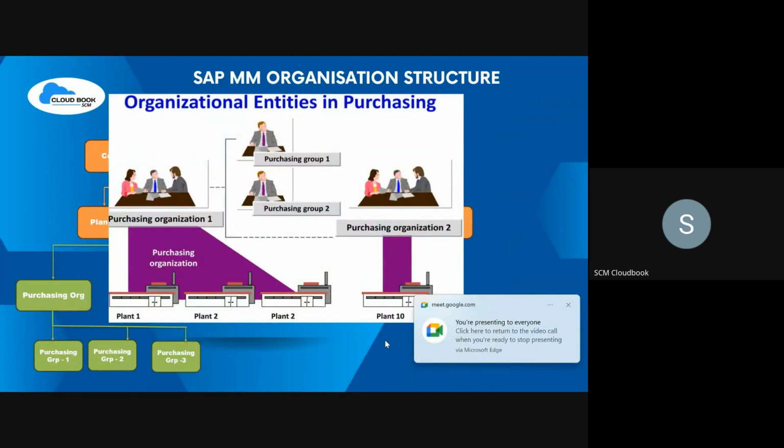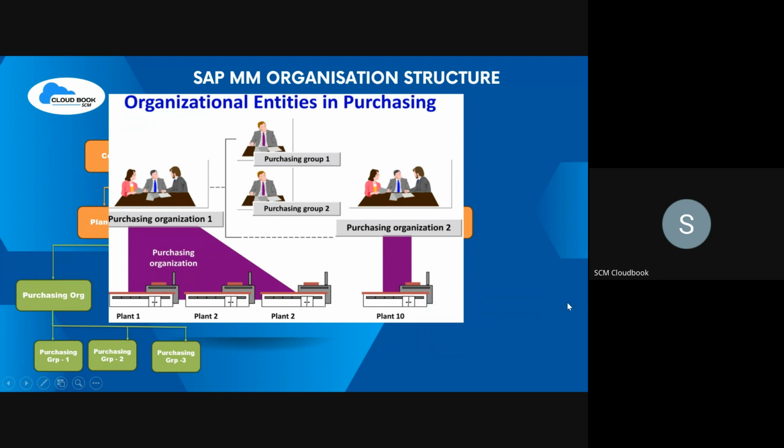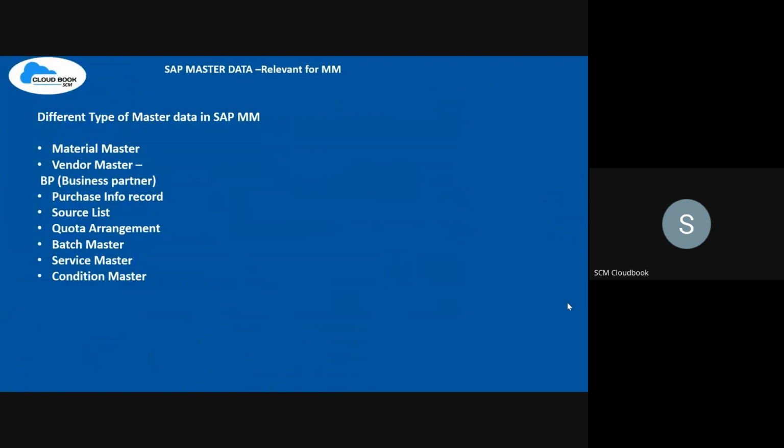So this is the organizational structure. Once we understand the organizational structure, we should understand what the different master data are that we have in material management. I'll first cover a few master data, the material master and the vendor master, and give you a very basic overview, not every field in detail, but if required, I can definitely give you the field information also.